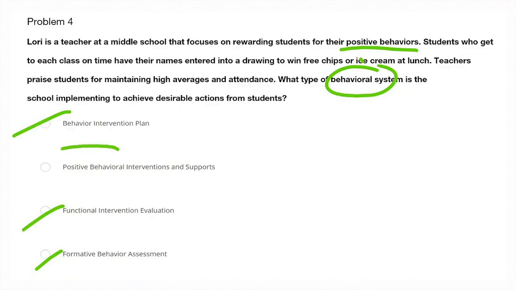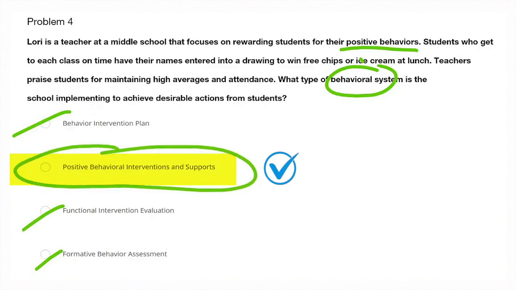So that leaves us with positive behavioral interventions and supports. It is a school-wide framework focusing on rewarding and reinforcing positive behaviors to create supportive environments. This matches our scenario perfectly. So in this case, positive behavior interventions and supports would be the correct answer.